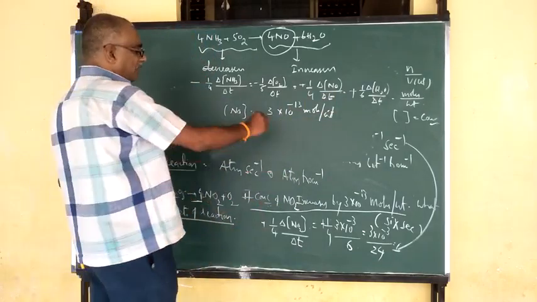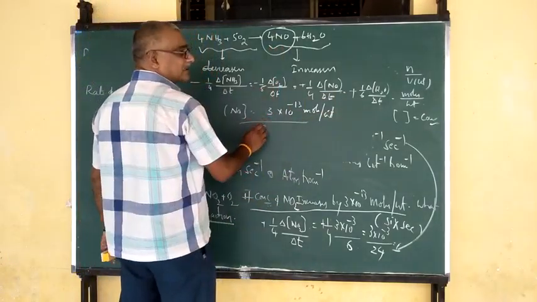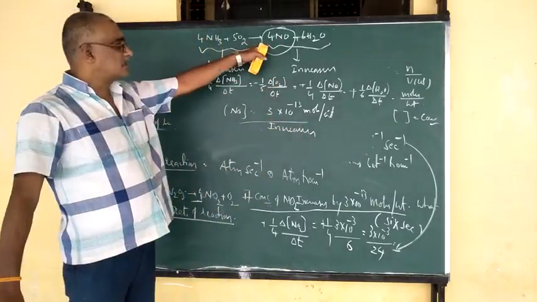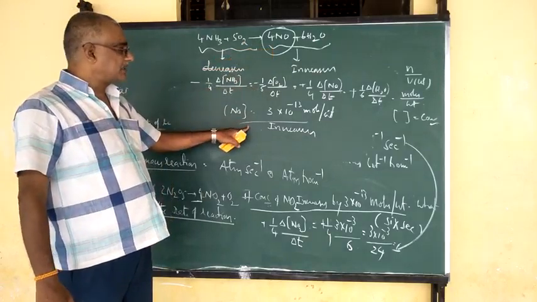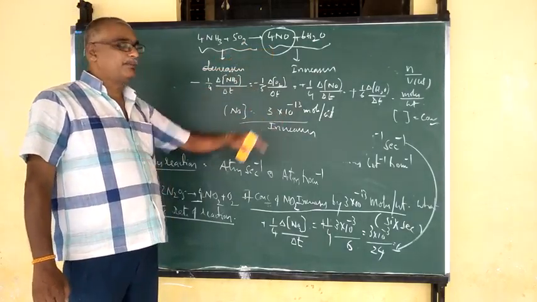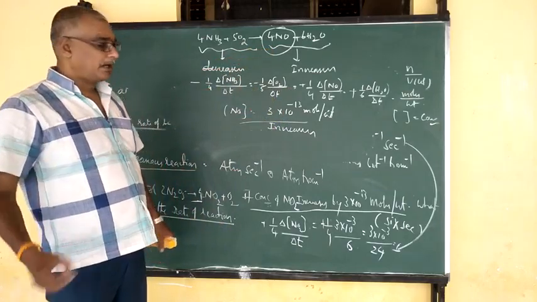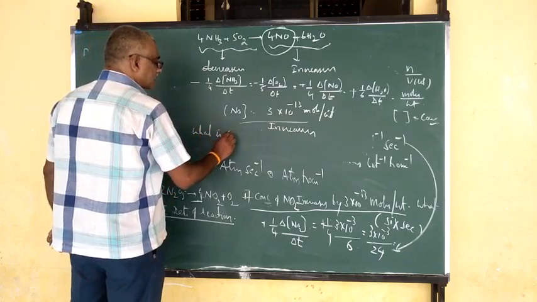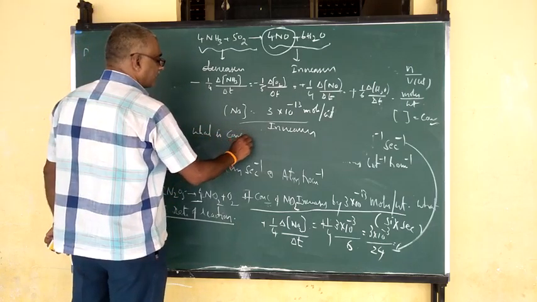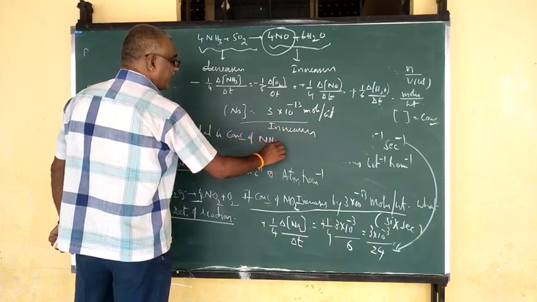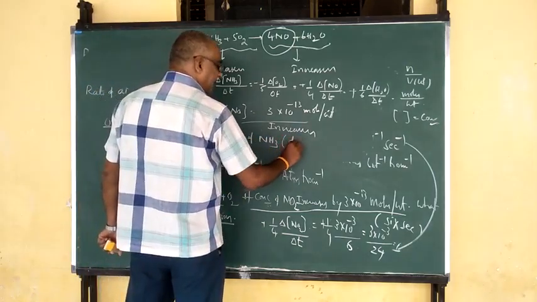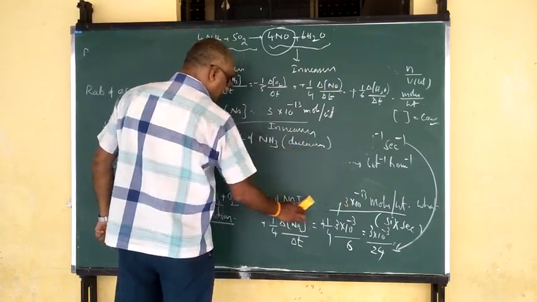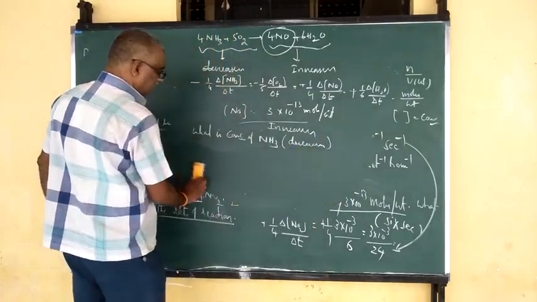But here NO is what is called the rate of appearance. Generally the rate of appearance means the concentration increases. NO means rate of appearance. Therefore the concentration increases by 3 into 10 power minus 3 moles per liter. Now what is the decrease in concentration of NH3, the concentration of ammonia? That is what is being asked.